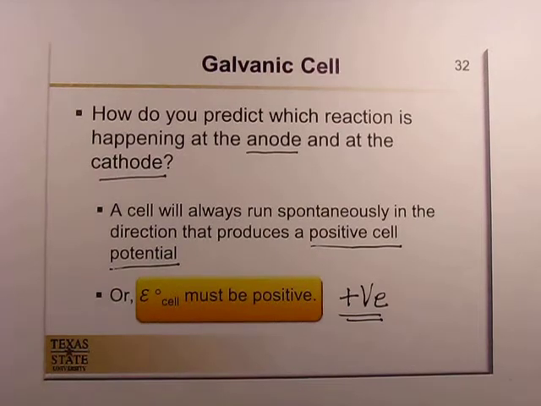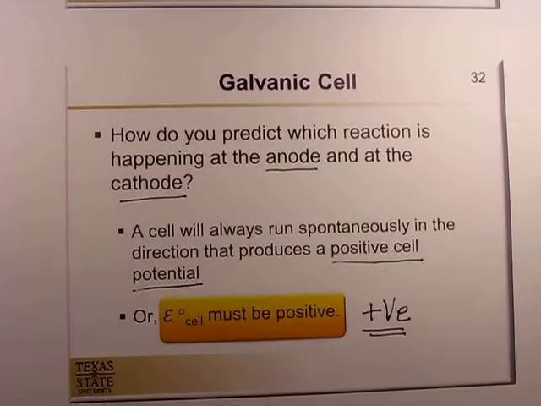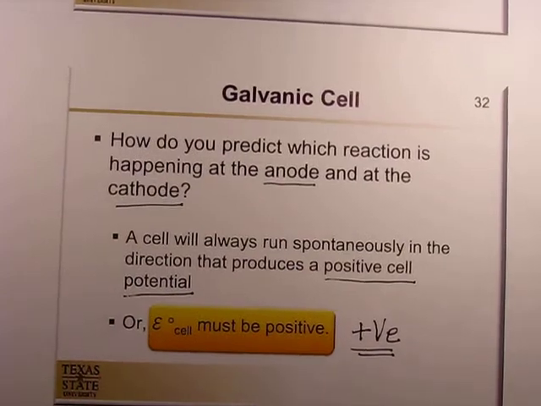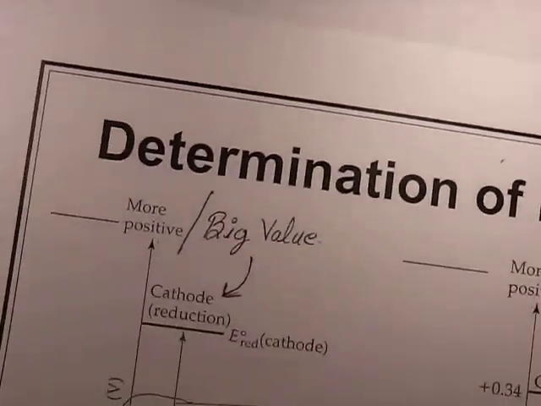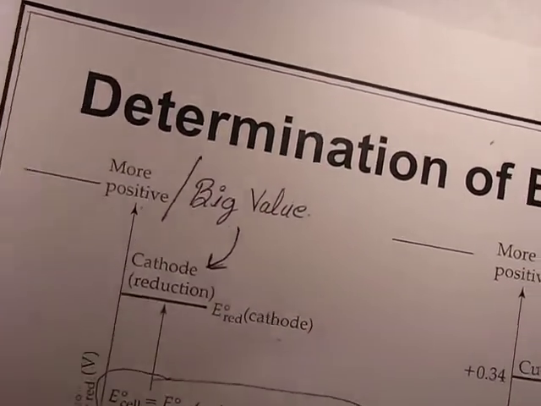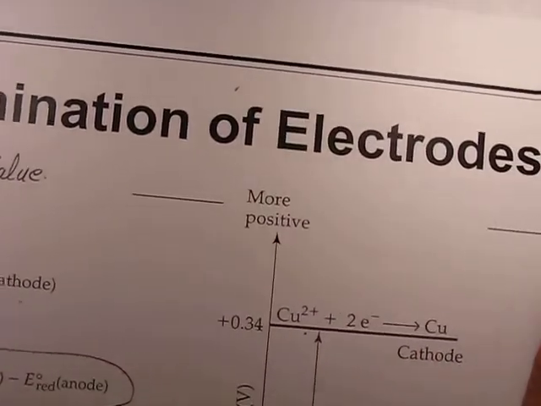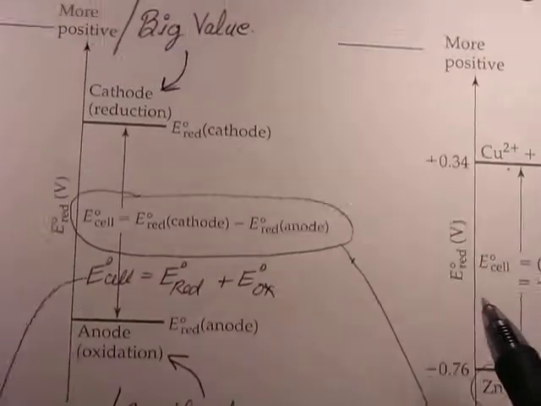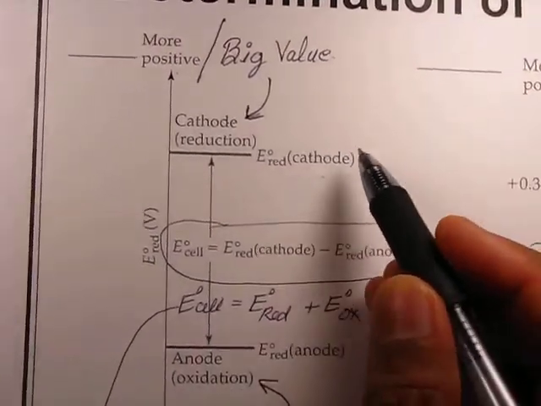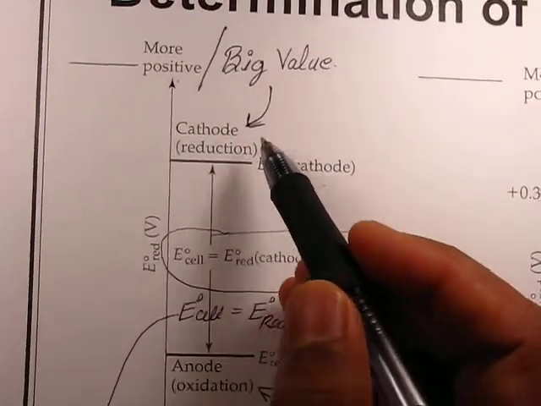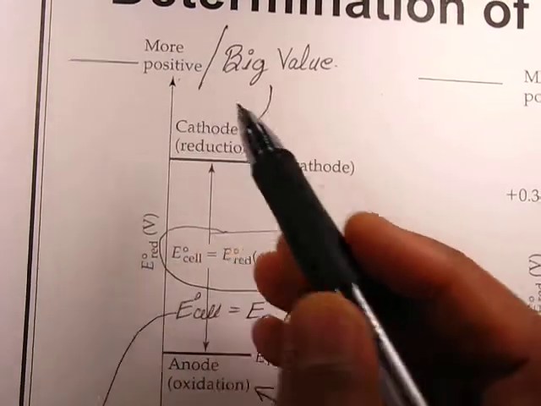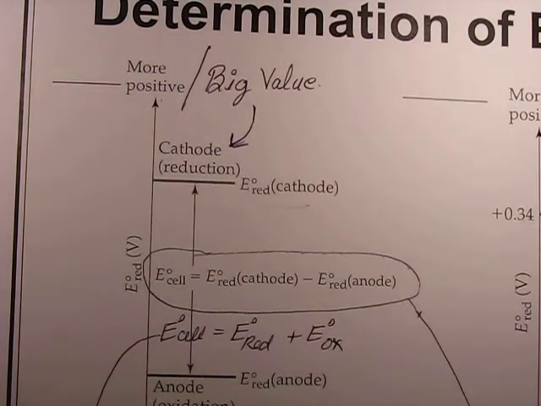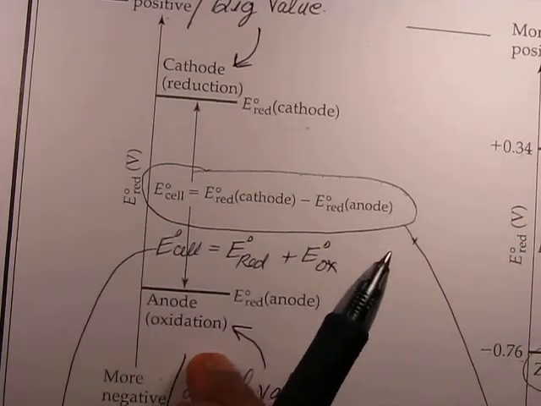So, let us see one example to understand this galvanic cell electrode determination. How can we determine the electrodes? For an example, if two potentials are given, usually the more positive is written on top, and the less positive or more negative reduction potential is written at the bottom.